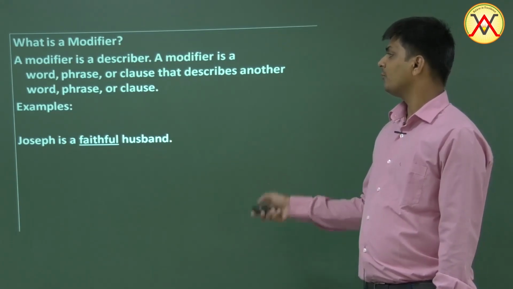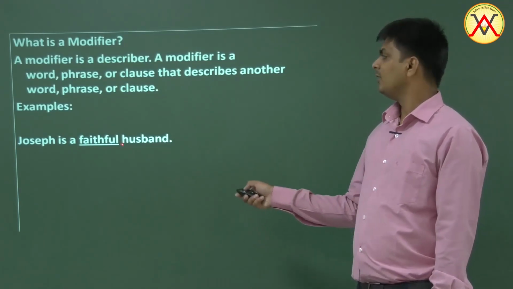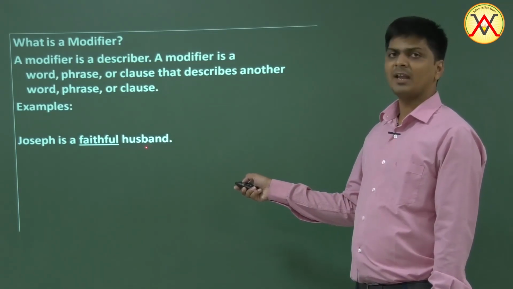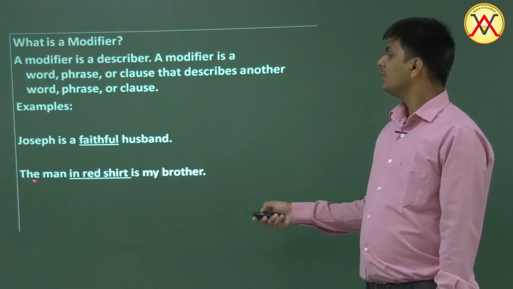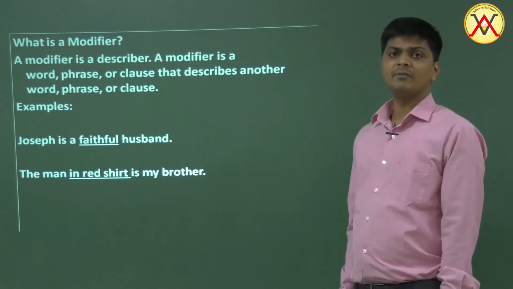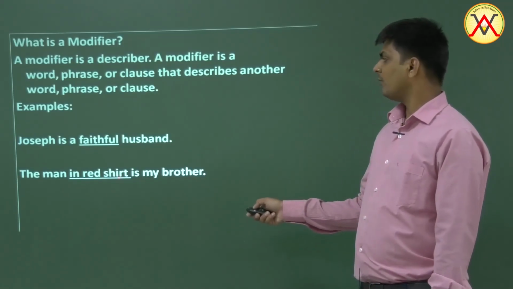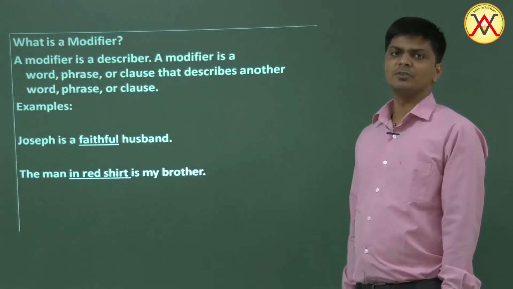Joseph is a faithful husband. Here, faithful is a modifier. It is modifying or qualifying or describing Joseph. The man in red shirt is my brother. In red shirt is a phrase. It is qualifying the man. Which man? The man in red shirt is my brother.